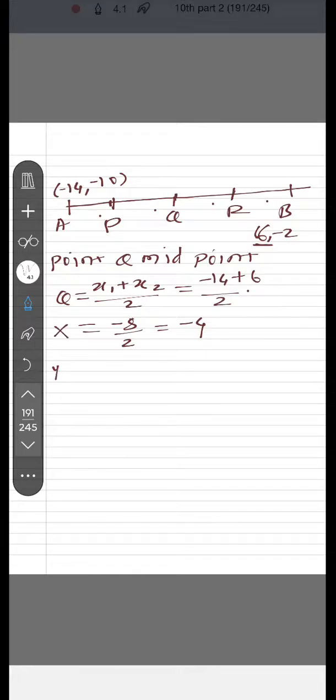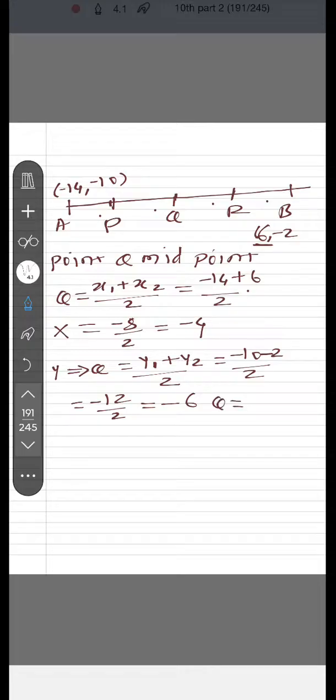Now let's talk about the y coordinate of point Q. It is (y1 plus y2) divided by 2, which is minus 10 minus 2 divided by 2, which is minus 12 divided by 2, which is minus 6. So what do I get? Q is equal to (minus 4, minus 6). Hopefully you have understood.